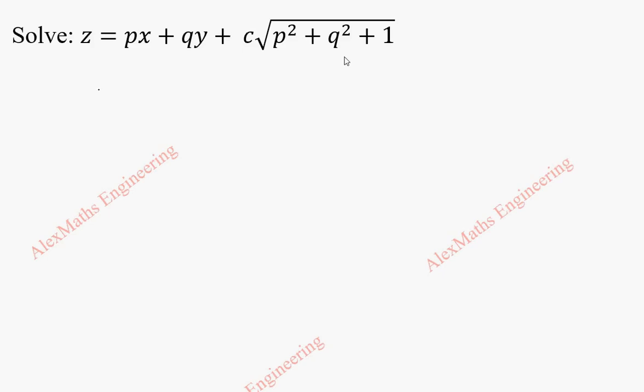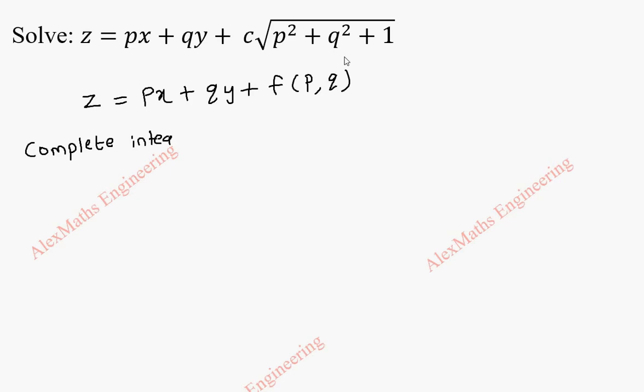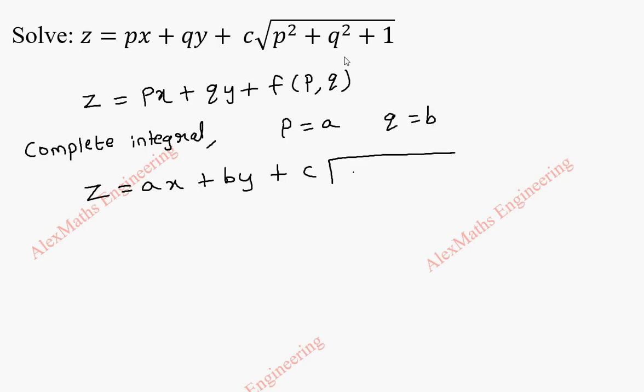In this video, we are going to solve a partial differential equation. The question is in the form of z equal to px plus qy plus a function in terms of p and q. So, to get the complete integral, we take p as a and q as b. So our z will become ax plus by plus c, where c is a constant, root of a square plus b square plus 1. Let's keep this as our first expression.